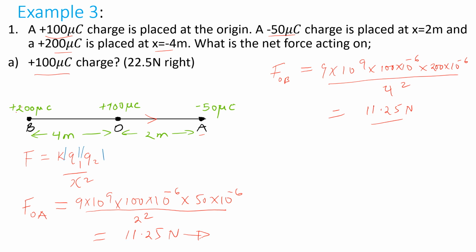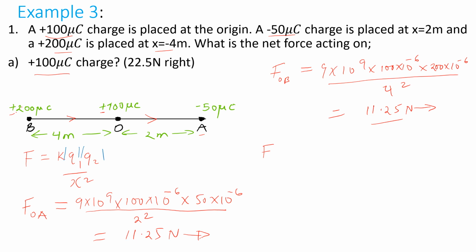O is the one to experience a force caused by B. If you look at this, O is positive, B is also positive, so they are supposed to repel one another. If O is repelled by B, it means that O is pushed away from B. Therefore, the force that B causes on O is repulsive, and should be in this direction, to the right. So this is also to the right, the arrow is to the right. We have seen that all forces on O are to the right. That's easy.